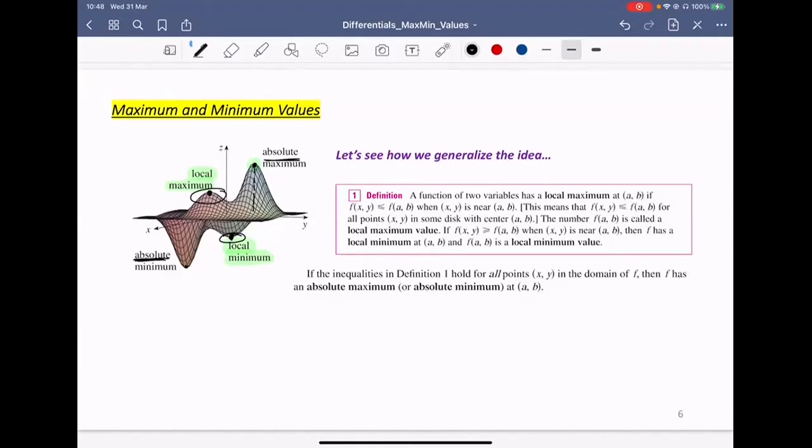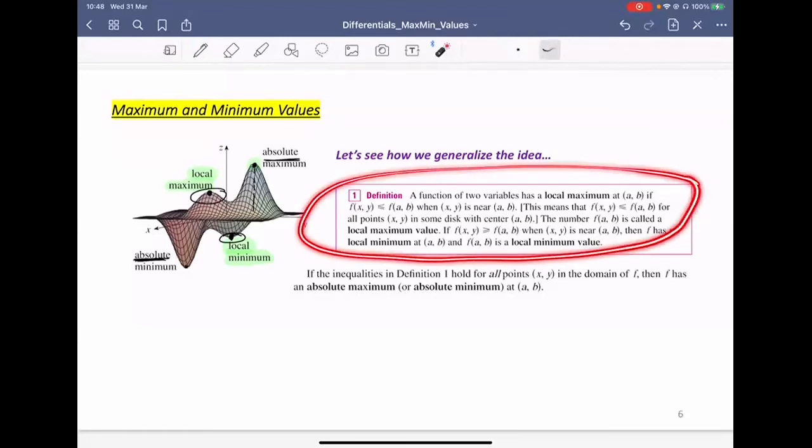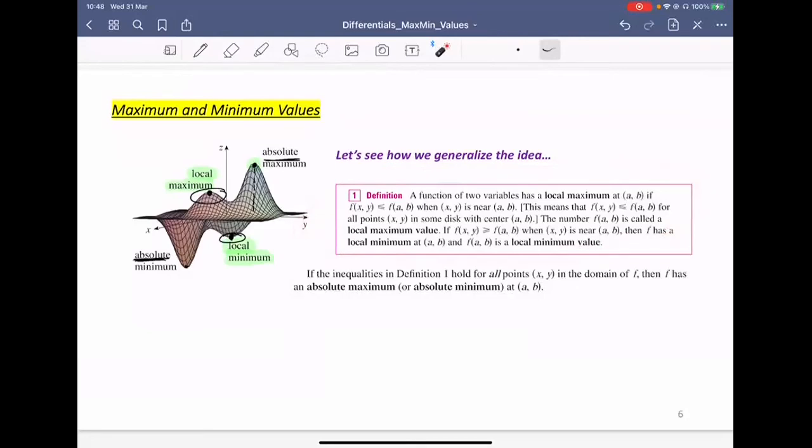But local, you just compare to its neighborhood. All right, that is the definition of local max and local min, and absolute max and absolute min. So in the box here, I just copy from the book. You can read it by yourself, but this is the same thing as I just told you from the picture.